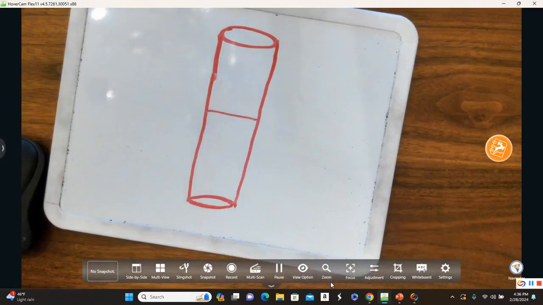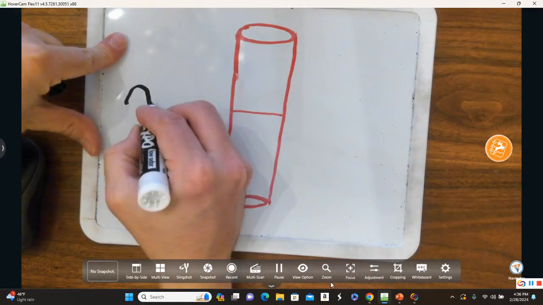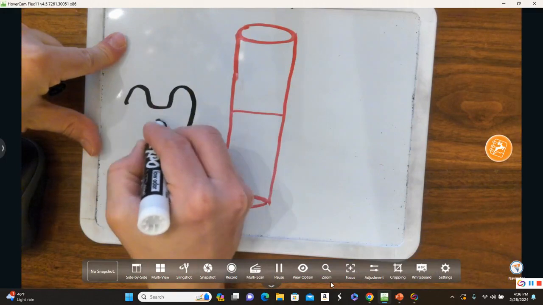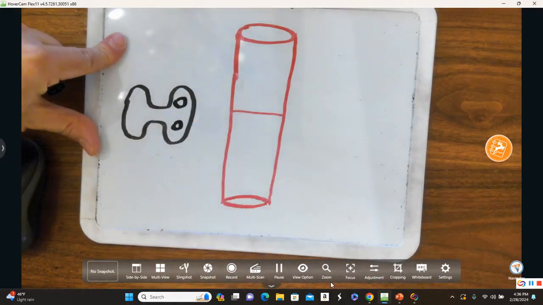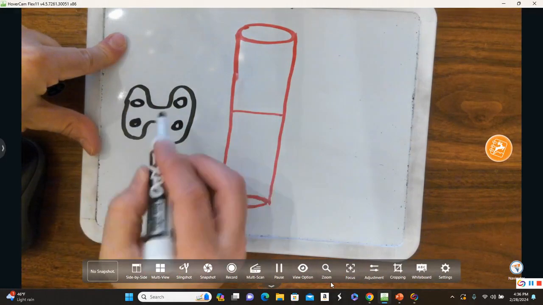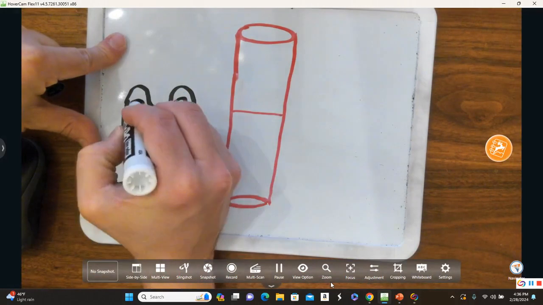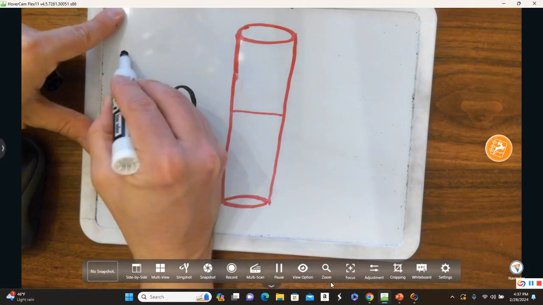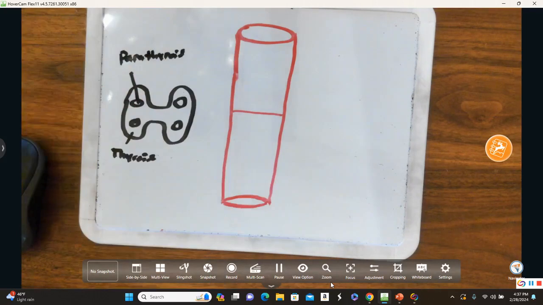Now, over here, we're going to draw a gland. Two glands, actually. One is our thyroid, and the other one is the parathyroid. These are the two glands that are going to release the hormones.